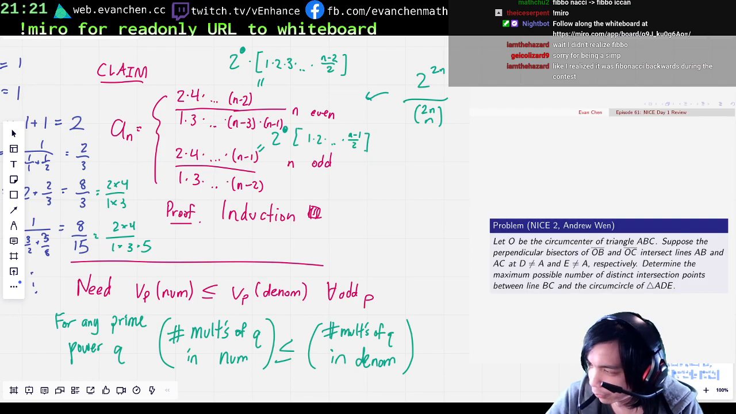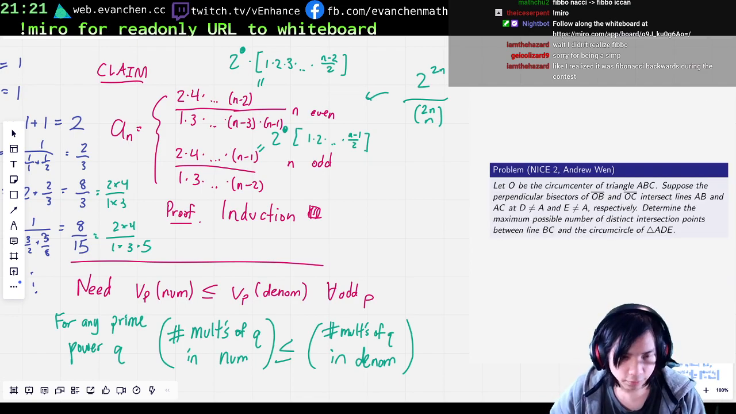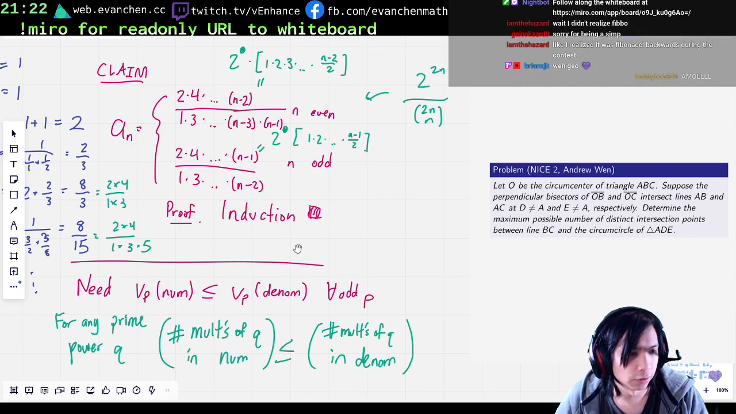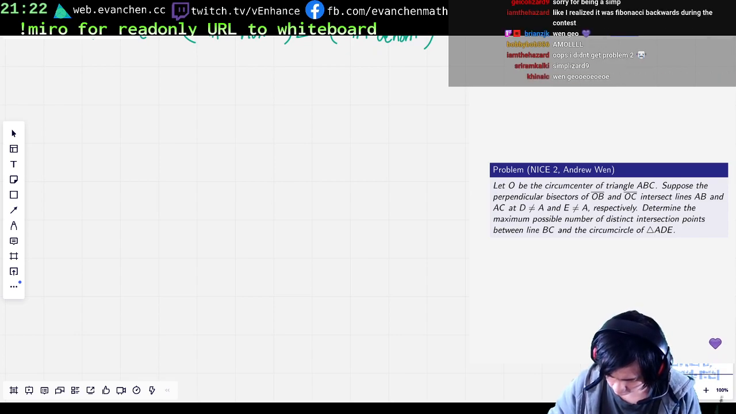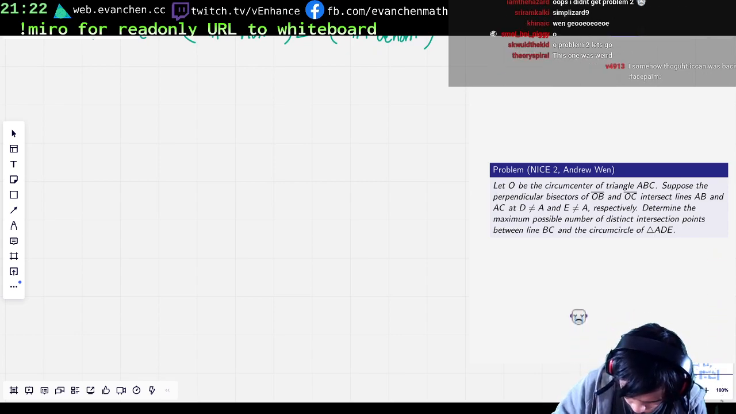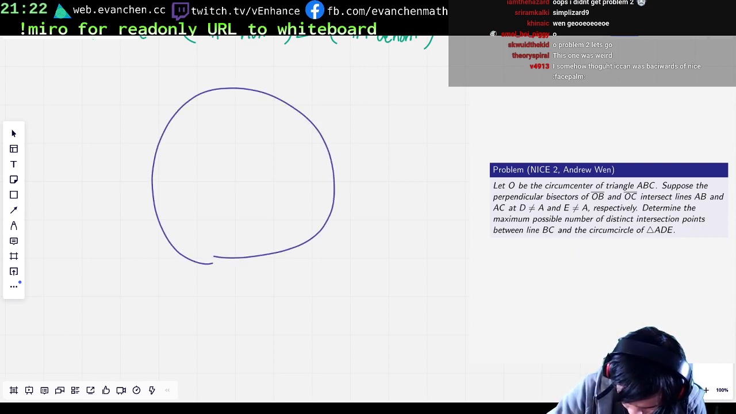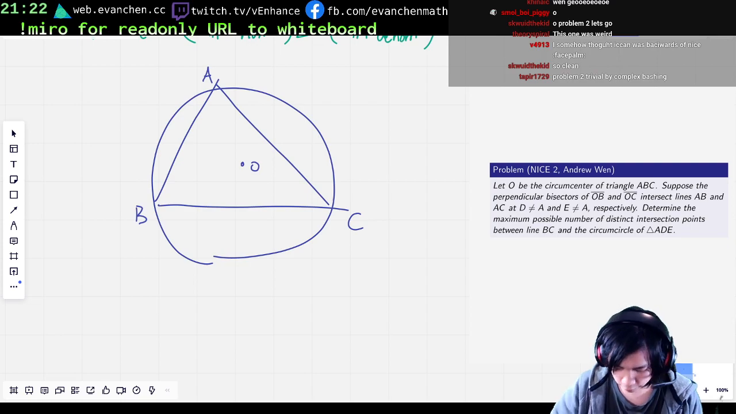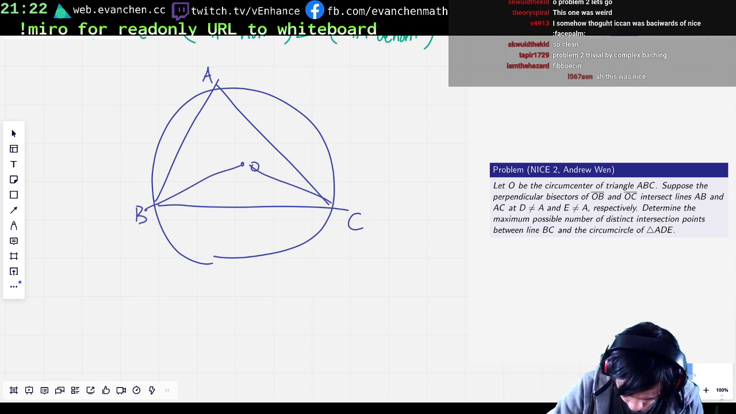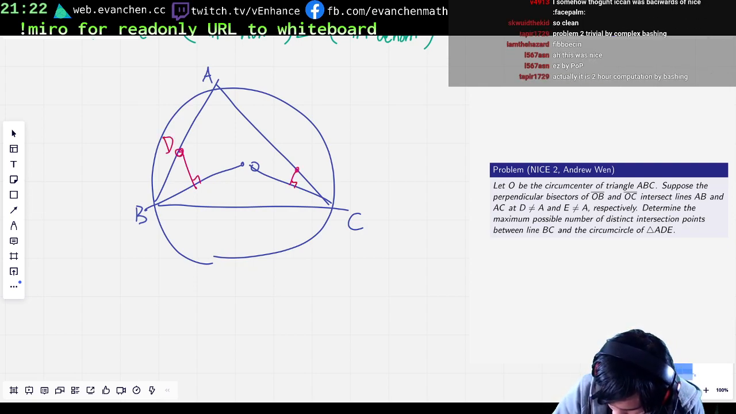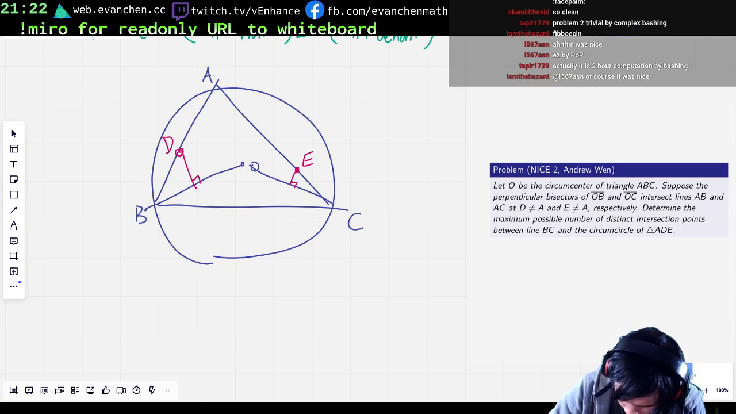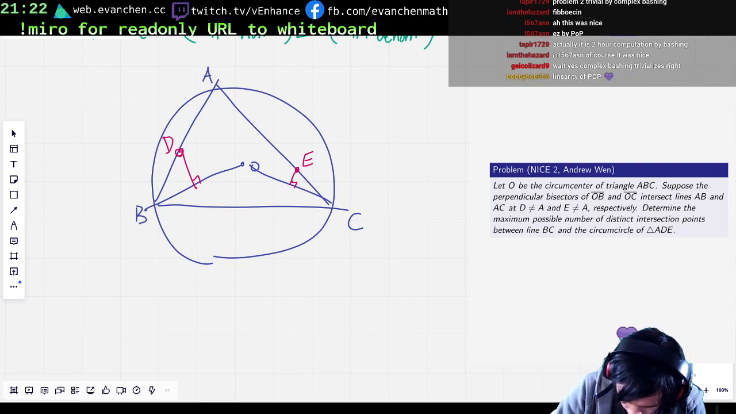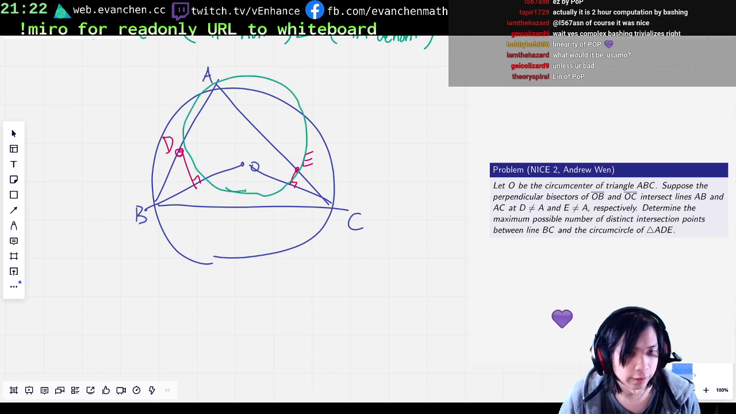Okay, cool. Let's do problem 2. This is a pretty quick geo. Let me draw this picture. Here I have triangle ABC with center O. I draw this perpendicular bisector, and this perpendicular bisector. That's ADE. And the question is asking how many times can ADE intersect with the line BC?